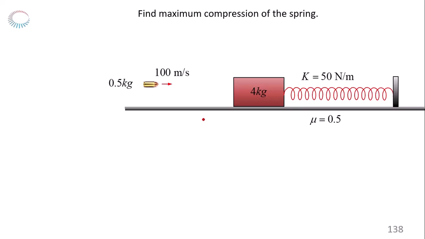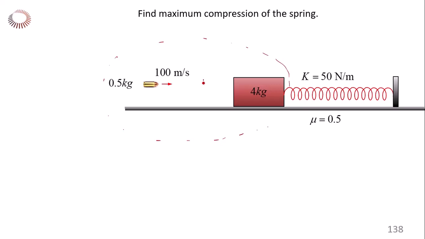Now moving on to the next situation. Now the same block is connected with the spring. The spring constant is given and mu is given, and the bullet is hitting the block. Now again the impulsive force comes into the picture, but what we can do is the same analysis for the bullet-block system combined together, just before and just after.